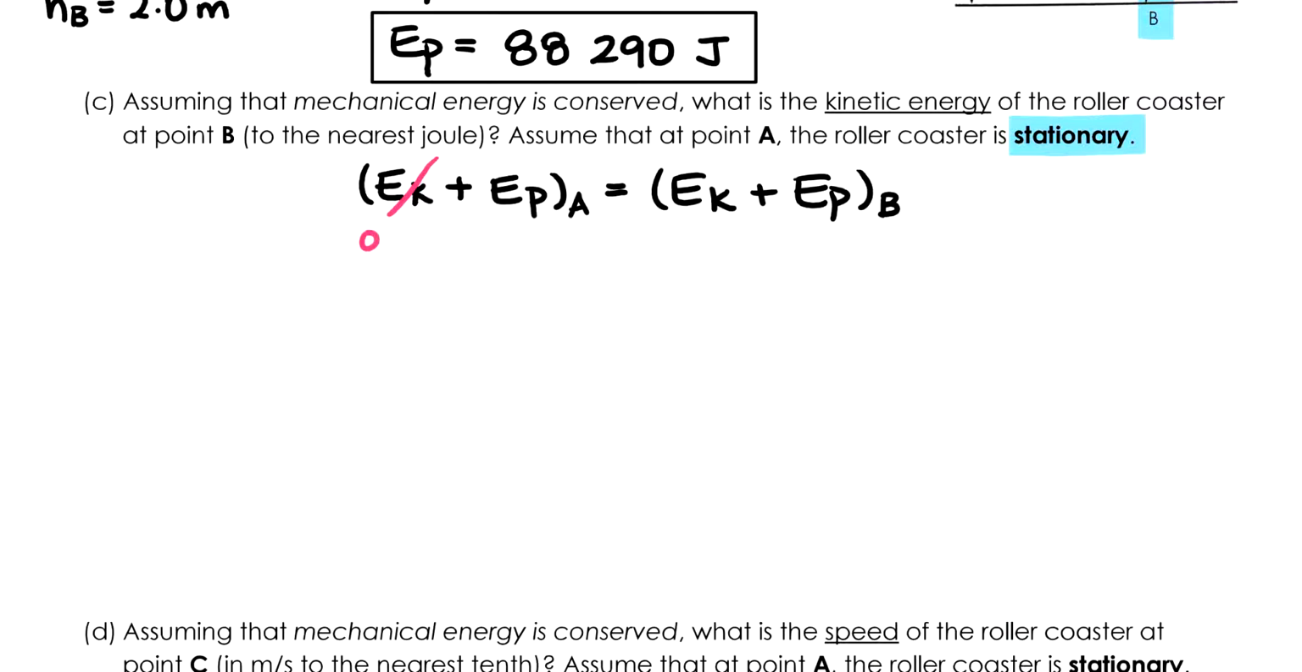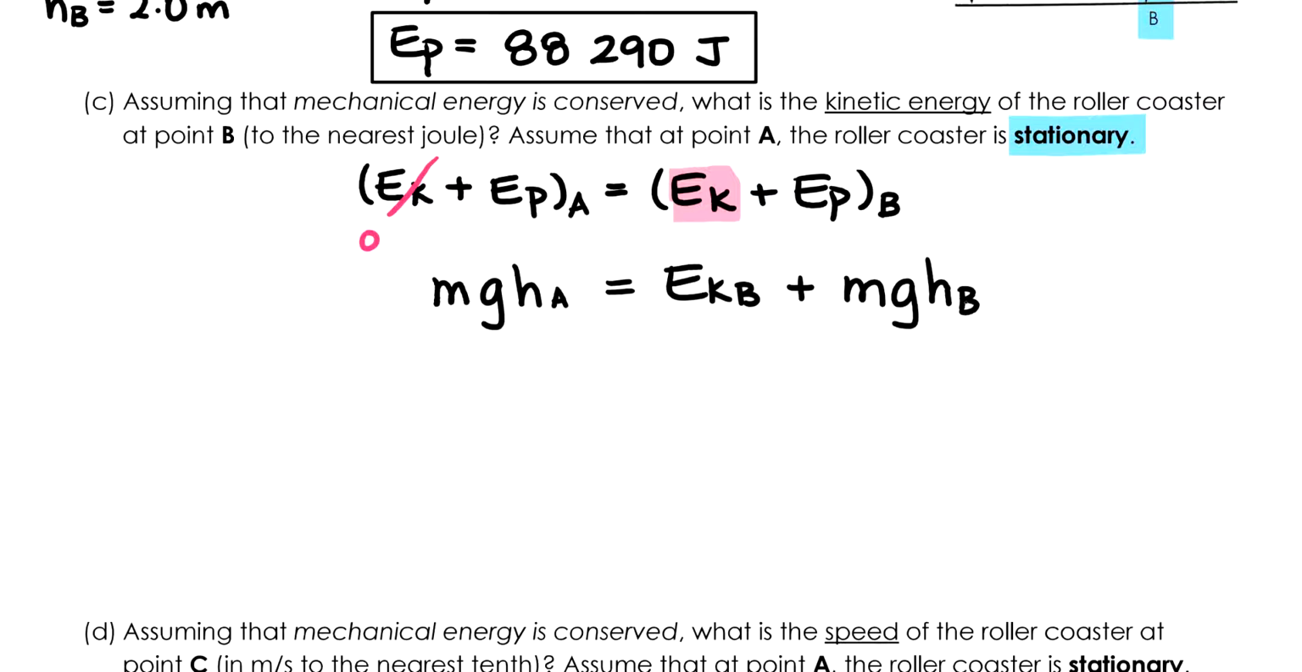Now, what are we looking for? The kinetic energy of the roller coaster at point B. So that's this quantity here, which means that when we replace each of these quantities with their formulae, we're not going to replace that one because we're actually looking for it. EPA is m times g times the height at point A, and EPB is m times g times the height at point B.